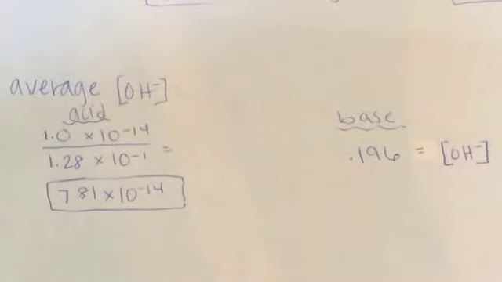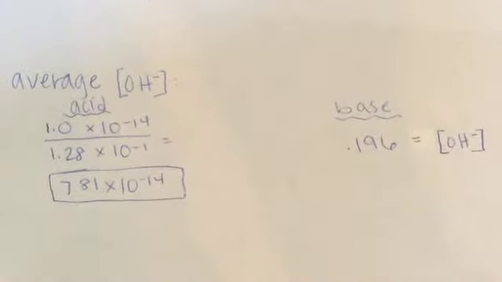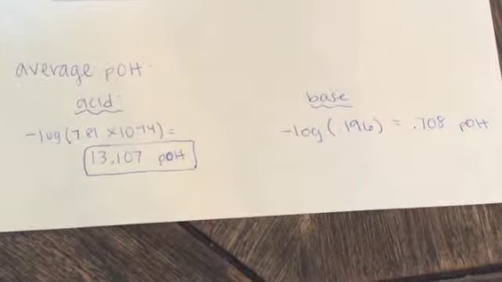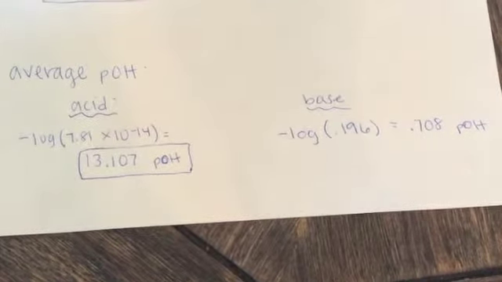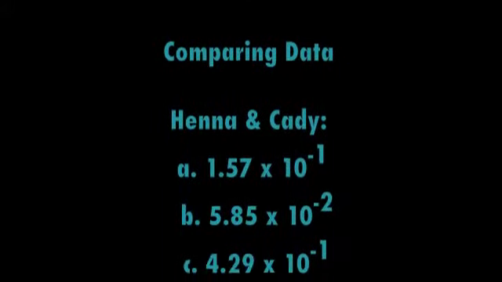For average concentration of OH negative, the acid was found using the constant of water and the base was its molarity. And for average pOH, the negative log was used with its average concentration of OH negative. Our results were compared with 4 other groups and were averaged.